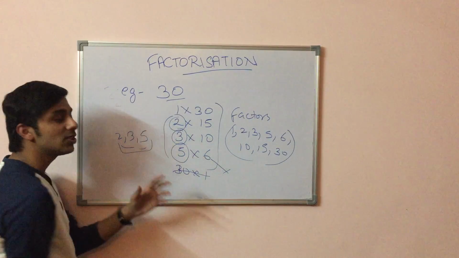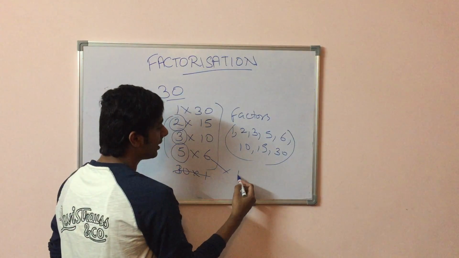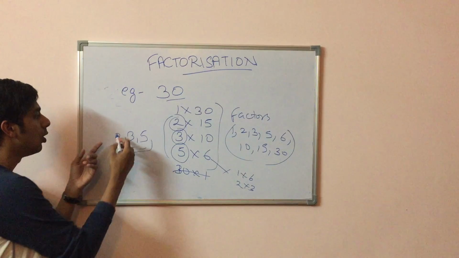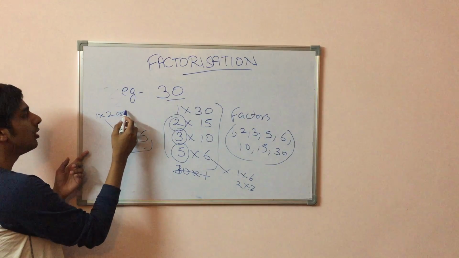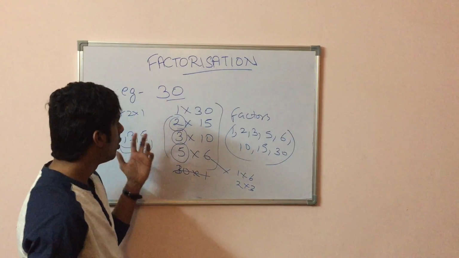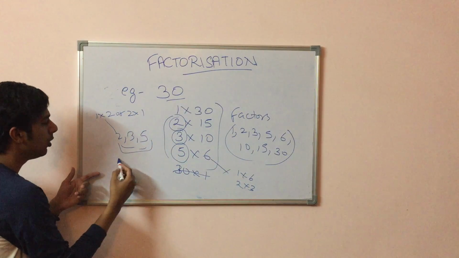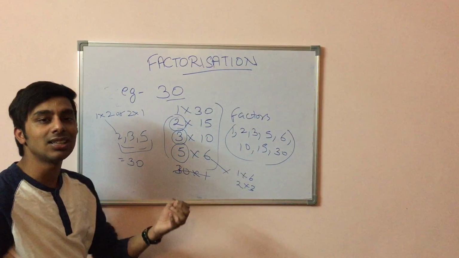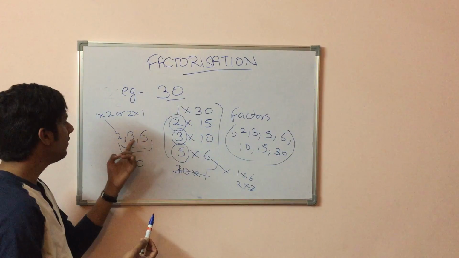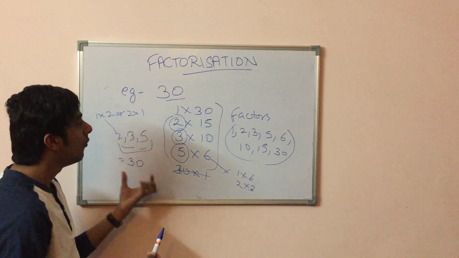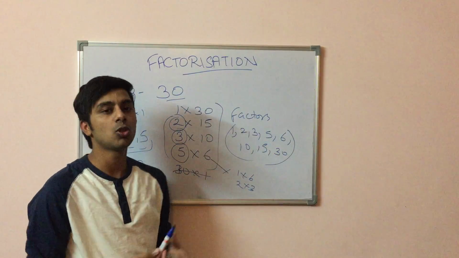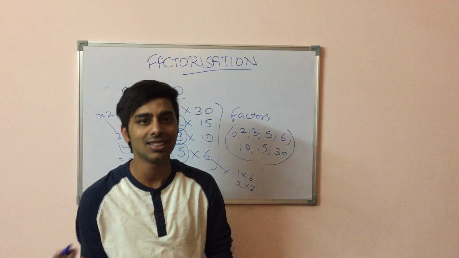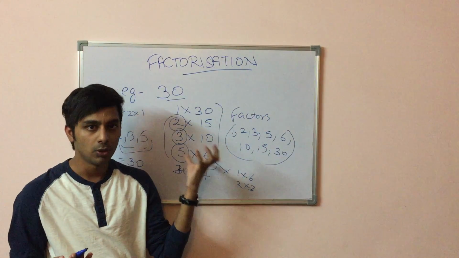If you say 6, 6 is not a prime number. Why? Because it can be written as 1 into 6, and it can be written as 2 into 3 also. But if I talk about 2, it can be written as 1 into 2 or 2 into 1 only. So if I multiply 5 into 3 into 2, it makes 30. The prime factors which make 30 are 5, 3 and 2. So this is called factorization. Factorization means that you have to calculate the factors which make that number.